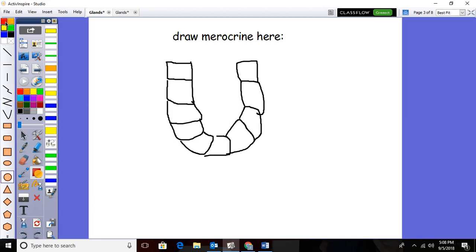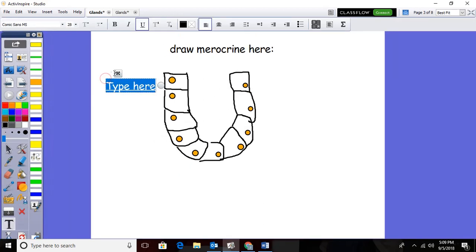Next, I'm going to put a little circle in each one. I know you don't have that capability, you can just draw circles, but I want you to draw a circle inside each one of those cells. Then we're going to label what that circle is. That circle is the nucleus of the cell.